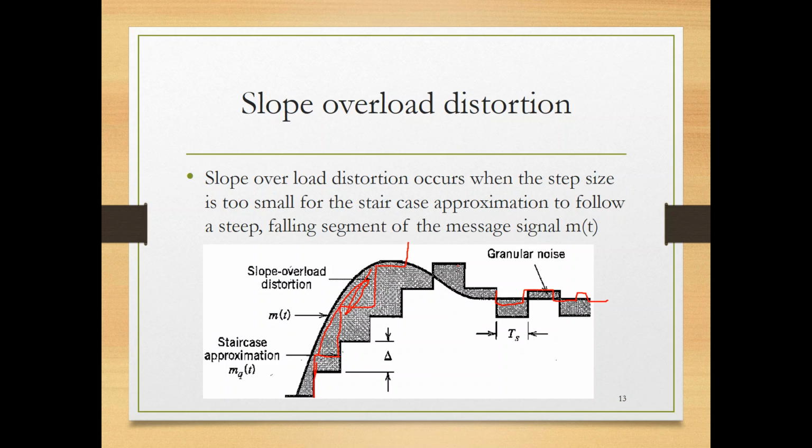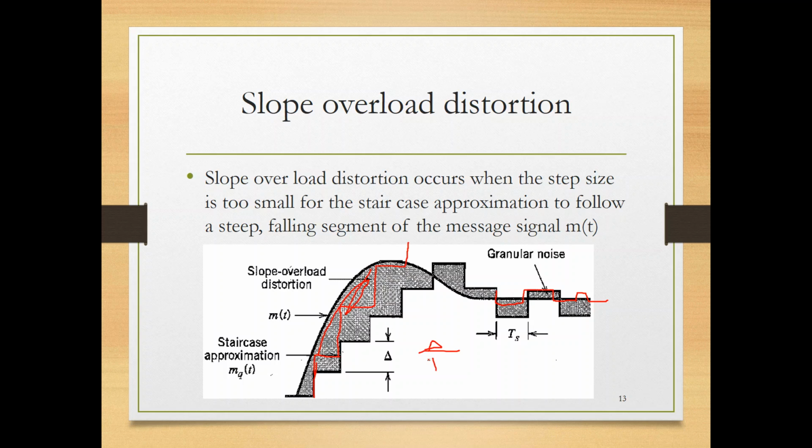Go back with me here. Look here. What would be the rule that makes sure that we don't have slope overload distortion? If we make the slope of the stair function close to the slope of the actual message signal, then you won't have that problem. Yes or no? What's the slope of the stair function? Tell me. The slope is actually the difference in y over the difference in x. What's the difference in y? Delta.